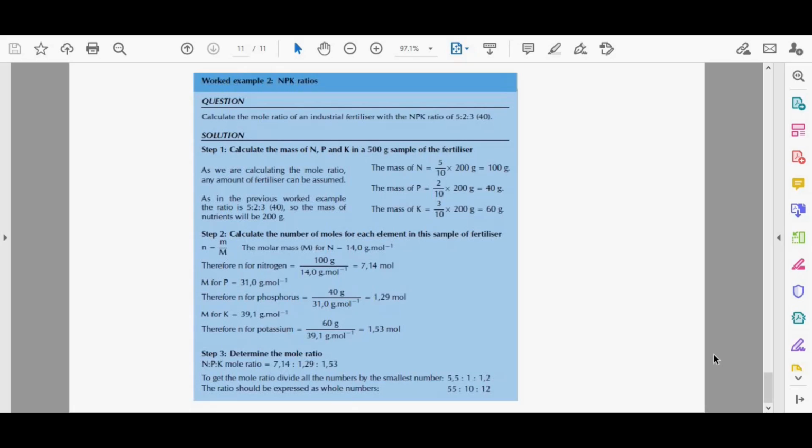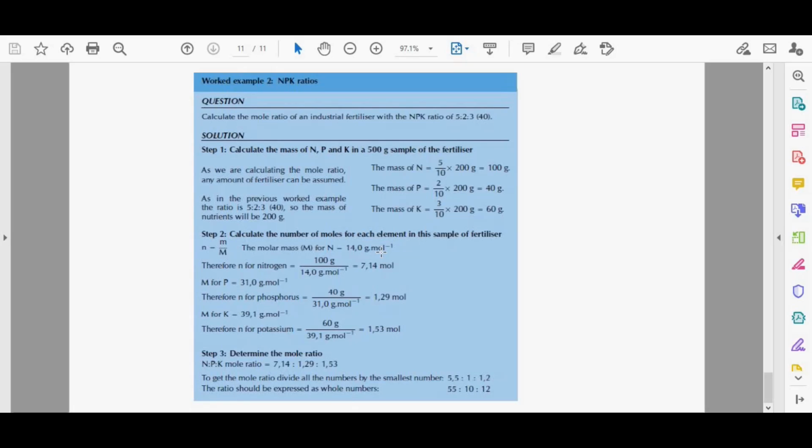Now the ratio must be expressed as a whole number. So in order to get that as a whole number, we need to obviously get rid of the decimal. So how do we get 5,5 to be rid of the decimal there to make it a whole number? The closest whole number would be 5 or 6, but you can't just round it up. So we multiply the whole ratio by 10 to express it as a whole number. So we get 55 is to 10 is to 12, because if we divide it by 10, we'll get back to 5,5 is to 1 is to 1,2.